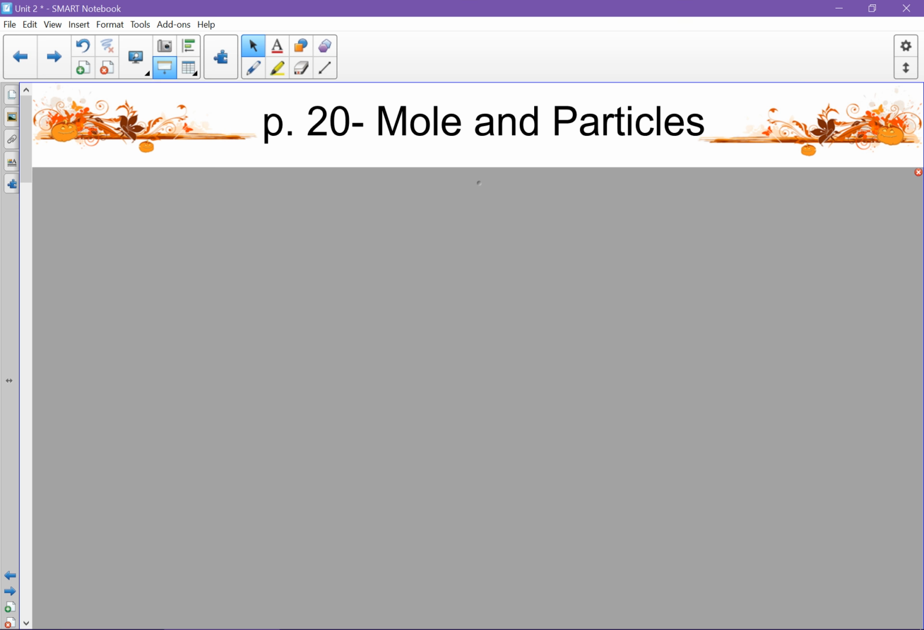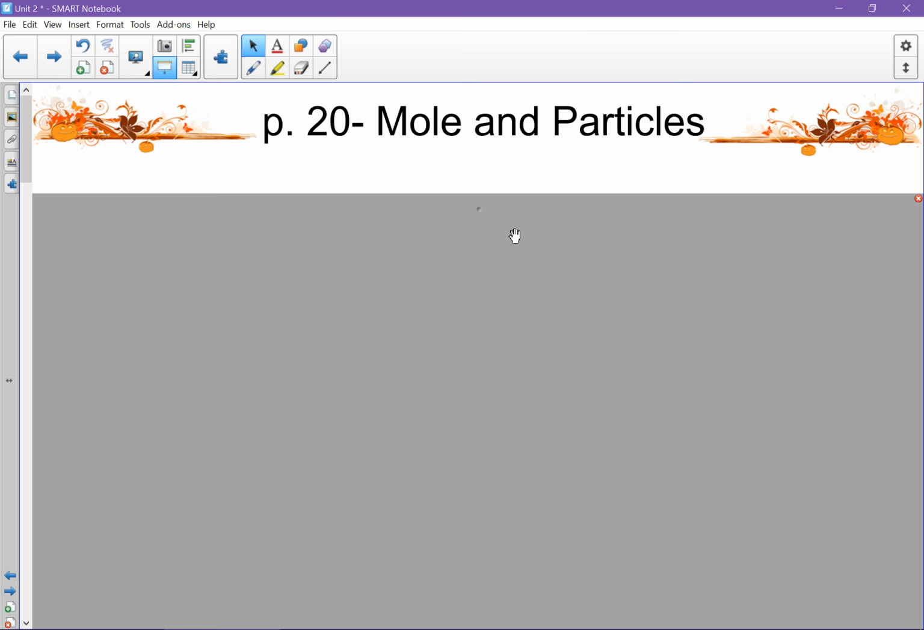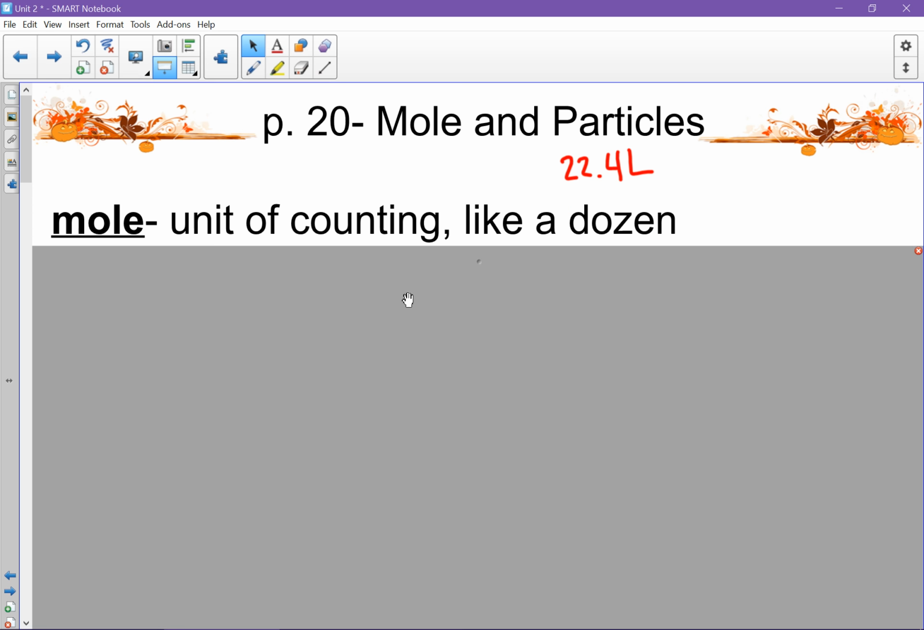Hey guys, today we're going to go back and learn about the mole some more. If you remember from last unit, a mole means that there are 22.4 liters of something. But basically what a mole means is just a predefined amount. It's a unit of counting how many things there are, kind of like a dozen means 12. A mole can mean 22.4 liters, but we could also count the particles that are in there.